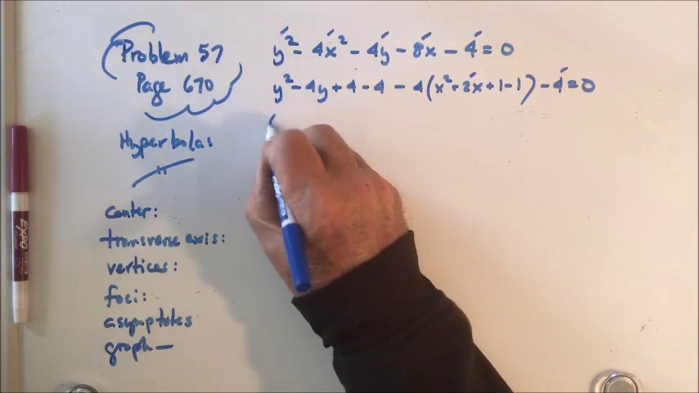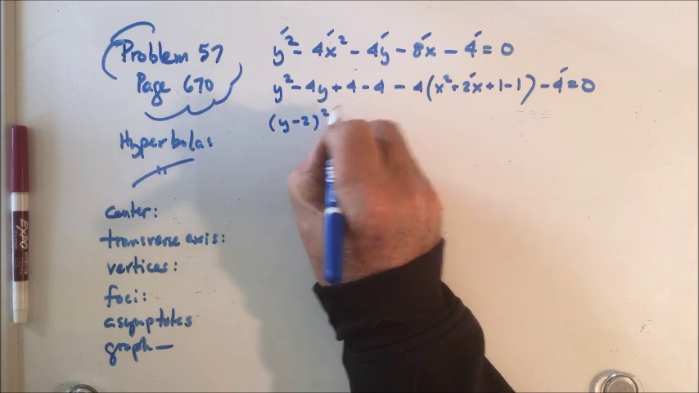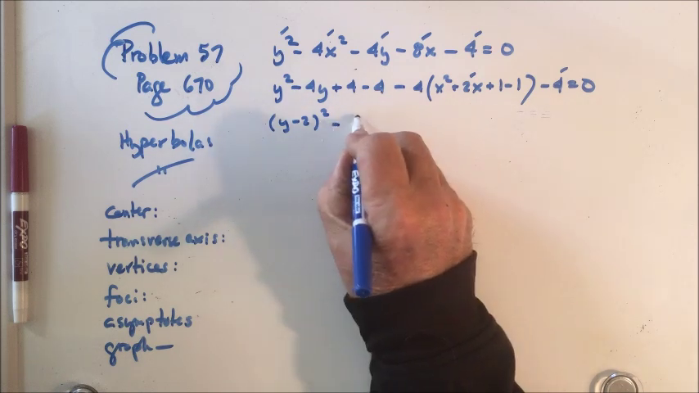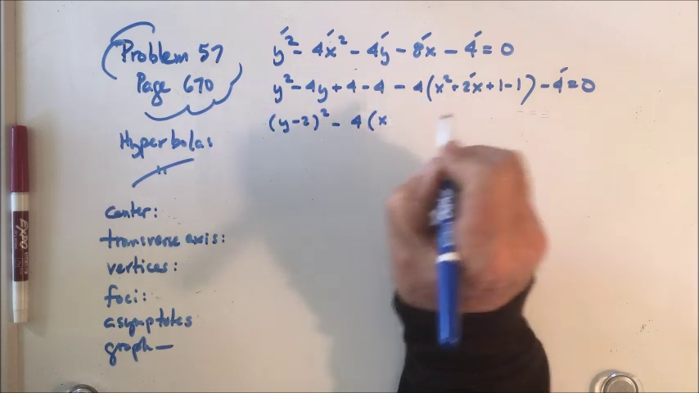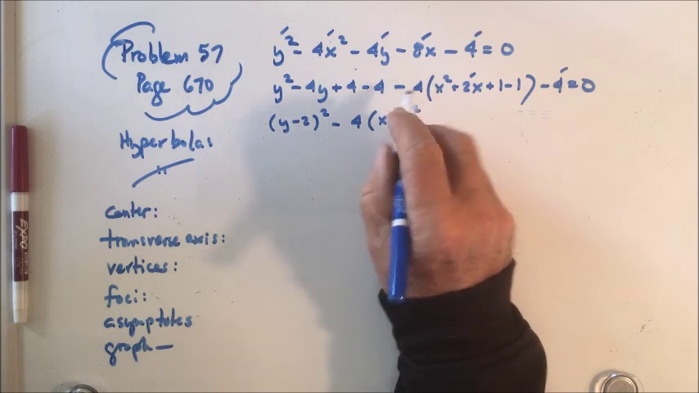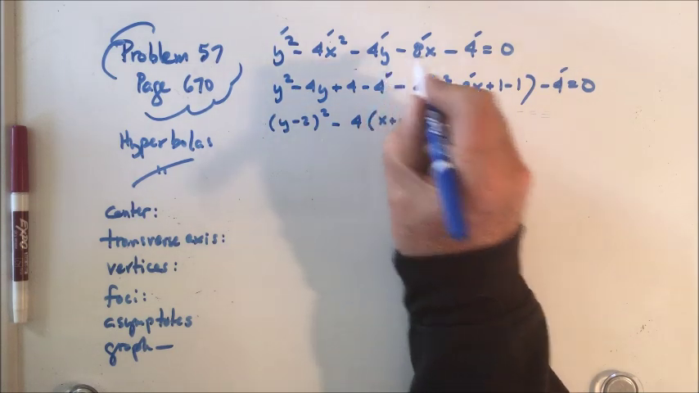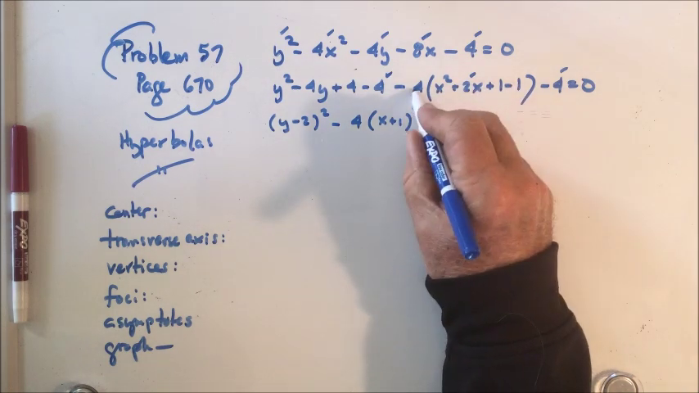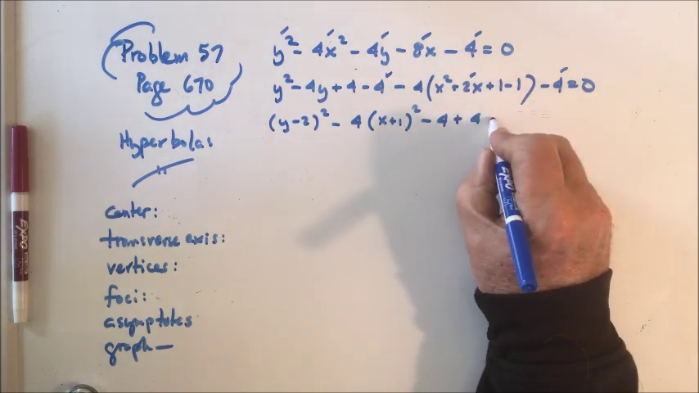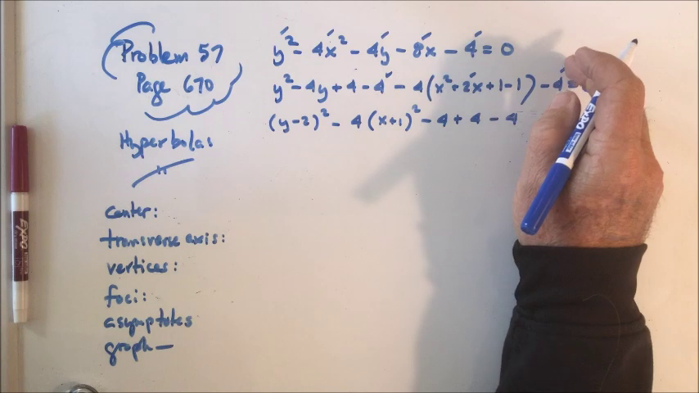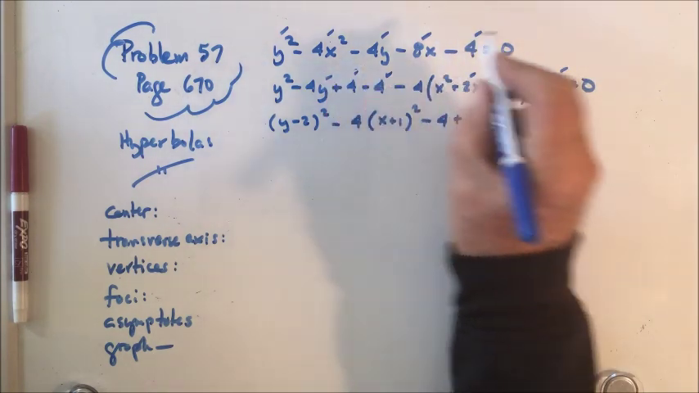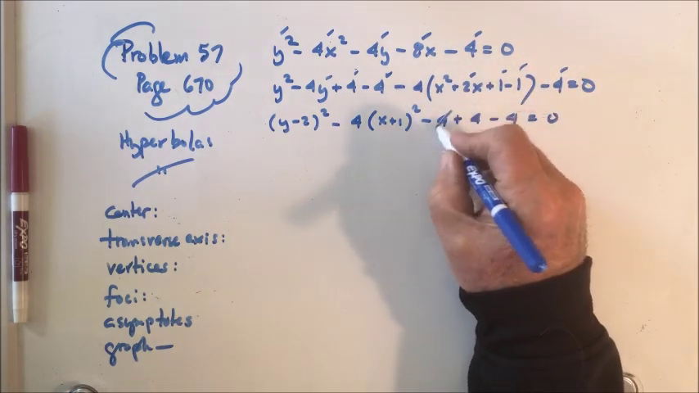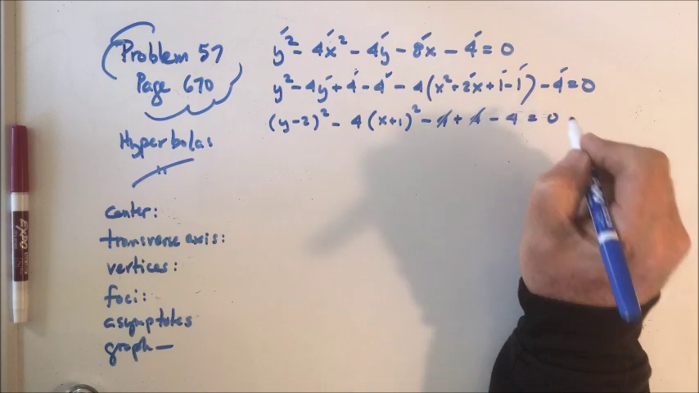I'm ready to say that that is y minus 2 quantity squared minus 4 times x plus 1 quantity squared, and I've got a minus 4. Takes care of that. And I've got a plus 4. Ooh, that's nice. There's the plus 4. Minus 4 times minus 1. And I've got this minus 4 floating around as well. So we just took care of every term there. I checked. Equals 0. And so minus 4 and 4 go away. 4 goes over on this side. I need a 1 there.